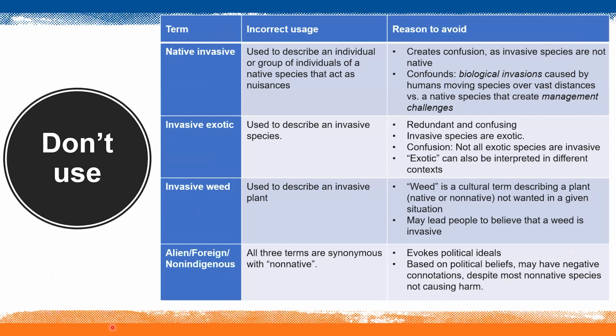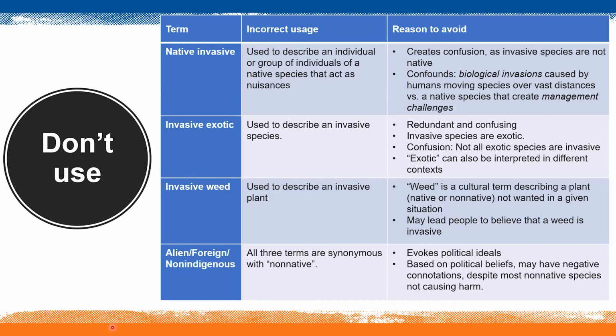The first term that we thought we really should not use anymore is native invasive. In general, we know that this is being used to describe an individual or group of individuals of a native species that acts as a nuisance, right? There's, for example, that grapevine, or I've heard Bidens alba, which is a plant that can become very aggressive and take over an area, described as a native invasive. And the reason we're proposing not to use this term anymore is it really creates confusion, because an invasive species cannot be native, okay, by definition.